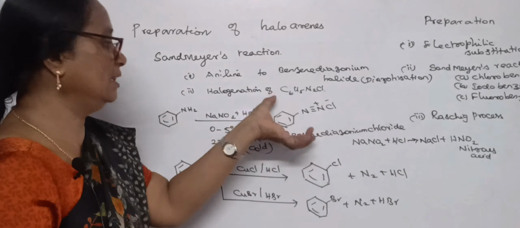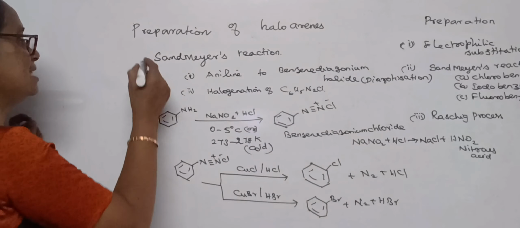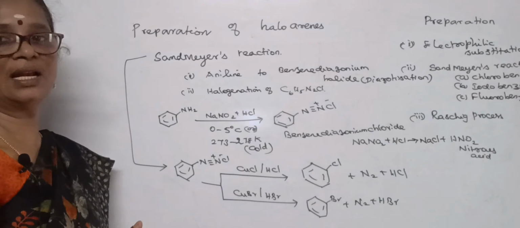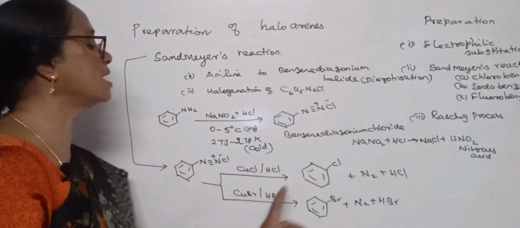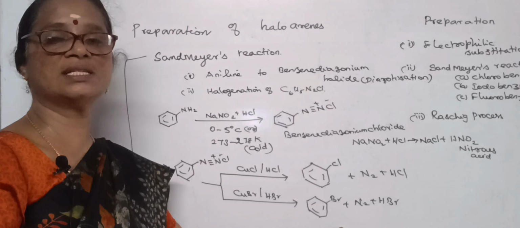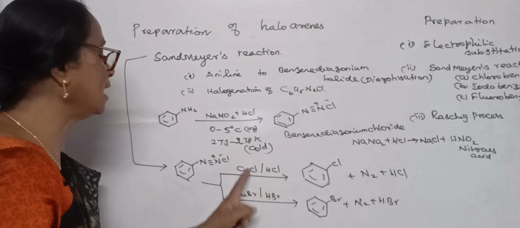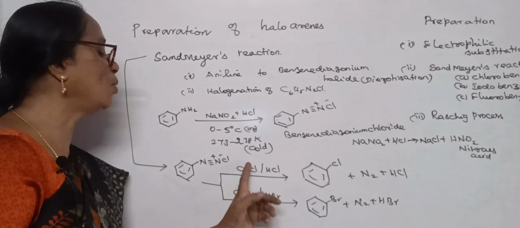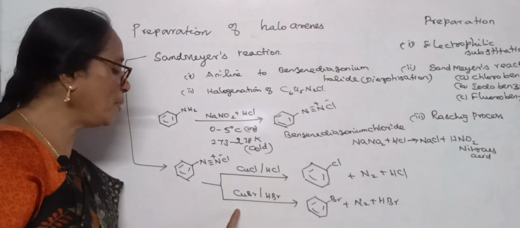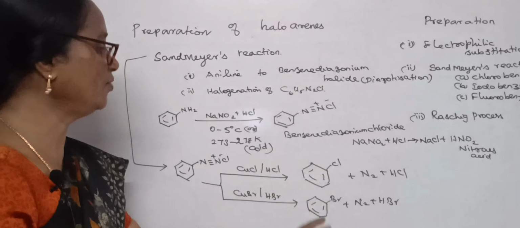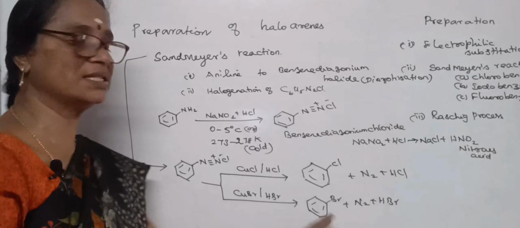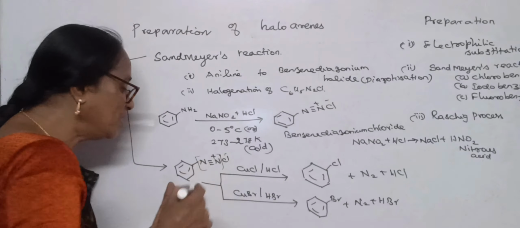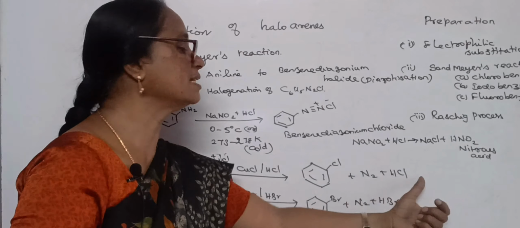Further, this benzene diazonium chloride is taken for the Sandmeyer reaction. This is called the Sandmeyer reaction, in which the diazonium salts are converted into either chlorobenzene or bromobenzene, depending on the reagent we have taken. So diazonium chloride, when treated with copper(I) chloride and HCl or copper(I) bromide with HBr, may give rise to chlorobenzene or bromobenzene, in which the nitrogen group is eliminated from the ring, and hence we are getting nitrogen and HCl.